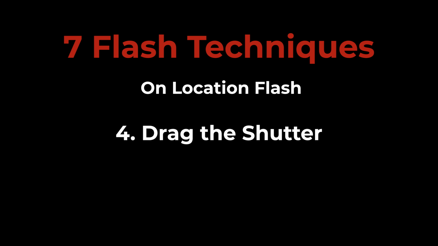Technique number 4, drag the shutter. Dragging the shutter means you're going to use a long shutter speed. And what I said about flash was every time you use a flash, you're shooting 2 exposures in one. One, the camera and the ambient light, and then the flash exposure. You can create exposures with very long shutter speeds, especially if there's some sort of motion in the background. It could have a very powerful effect.